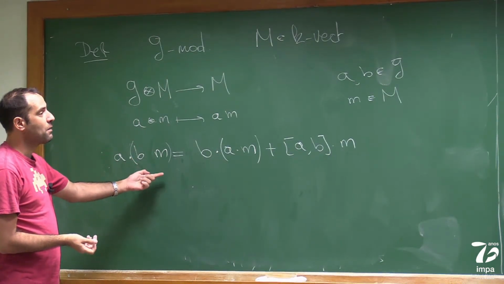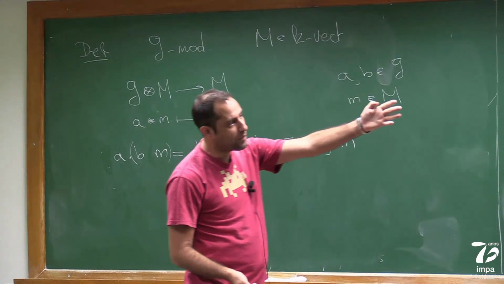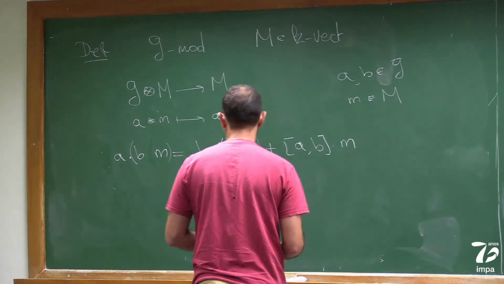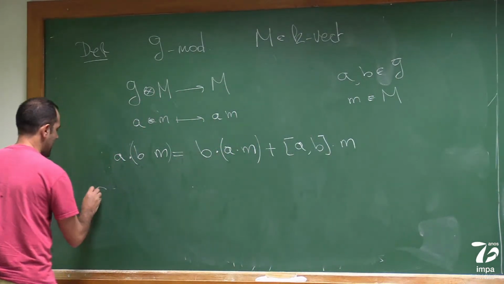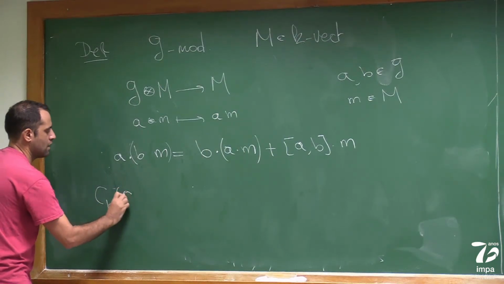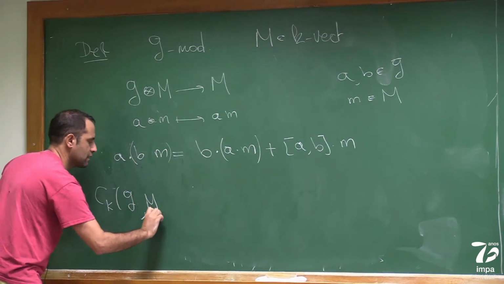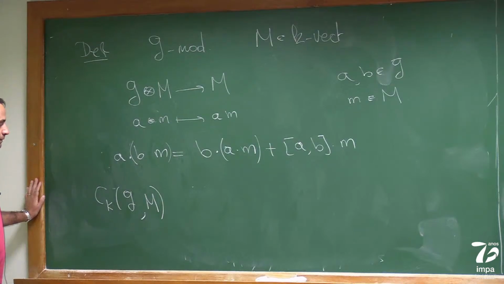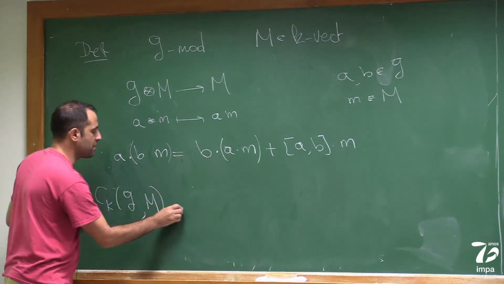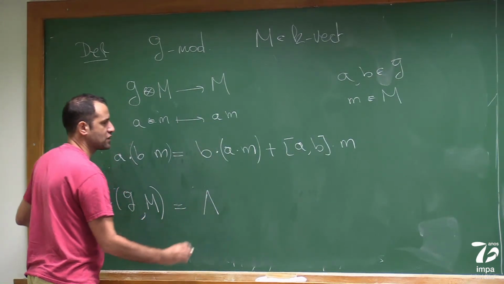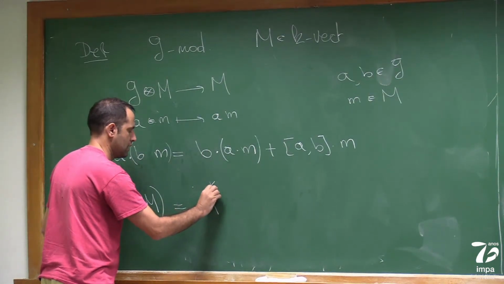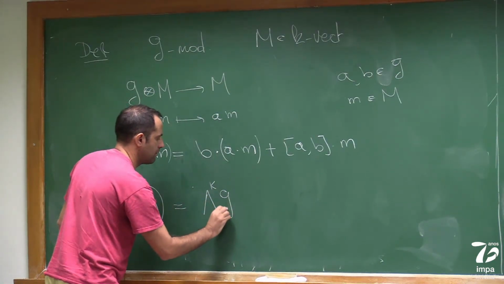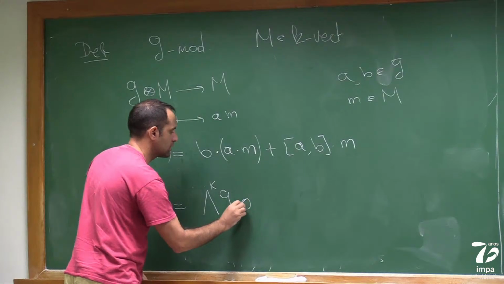When you have a Lie algebra module, then that complex there can be enhanced. So I'm going to write now C_K of G with coefficients in the module M. And this is going to be wedge K of G tensored with M.